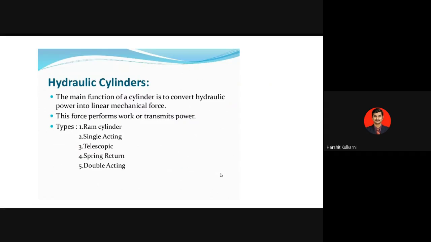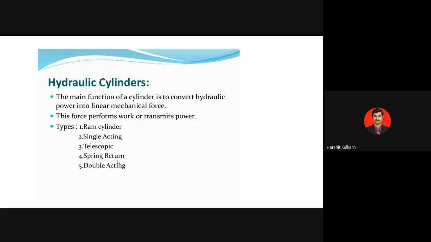Then we have the actuator, which we call the hydraulic cylinder. The main function of the cylinder is to convert hydraulic power into mechanical force. Okay, maybe linear, rotary, and so on. So what are the types of actuators that we use? They are your cylinders. In cylinders, we again have different types. You people don't have types of cylinders in your syllabus, but we have a general understanding of single acting, double acting cylinder. Okay, so we have ram cylinder, single acting, telescopic, spring return, and double acting cylinder.